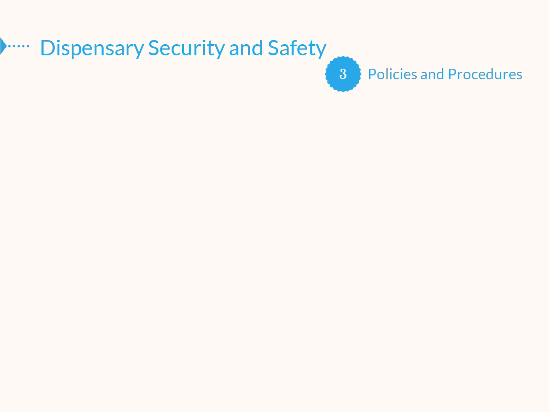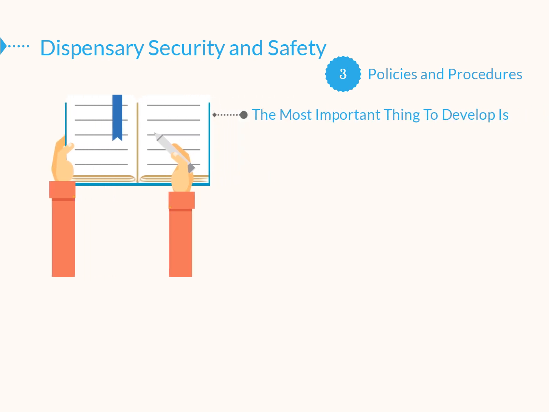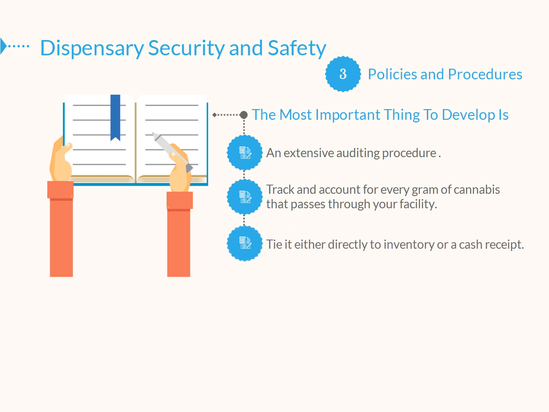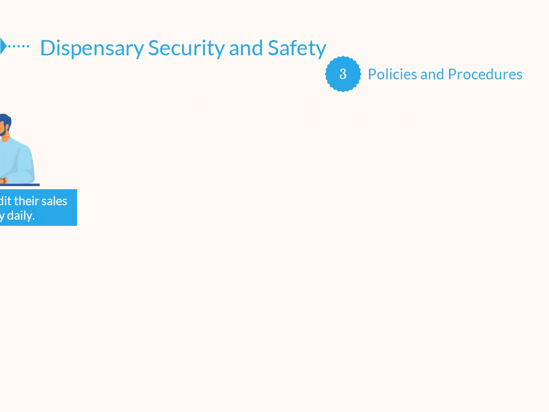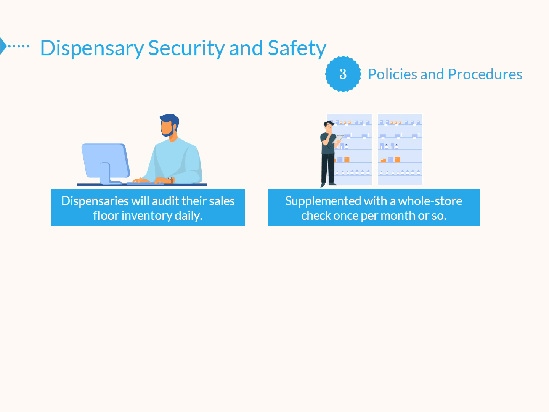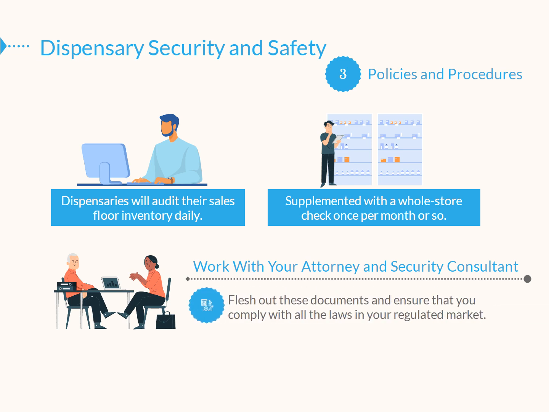3. Policies and procedures. Developing a comprehensive set of security-related policies and procedures to follow is of critical importance for dispensaries. All employees should receive extensive training in this regard. The most important thing to develop is an extensive auditing procedure that can track and account for every gram of cannabis that passes through your facility and tie it either directly to inventory or a cash receipt. Usually, dispensaries will audit their sales floor inventory daily, supplemented with a whole store check once per month or so. Work with your attorney and security consultant to flesh out these documents and ensure that you comply with all the laws in your regulated market.